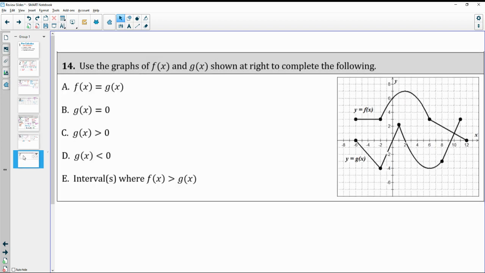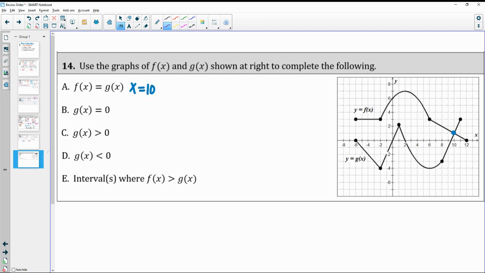Then for number 14, it asks us various questions about these graphs. And we're just supposed to do the x values or the intervals where these things happen. So for part A, it says, when does f of x equal g of x? And so we can see that happen here where the two functions intersect, and that happens at x equals 10.